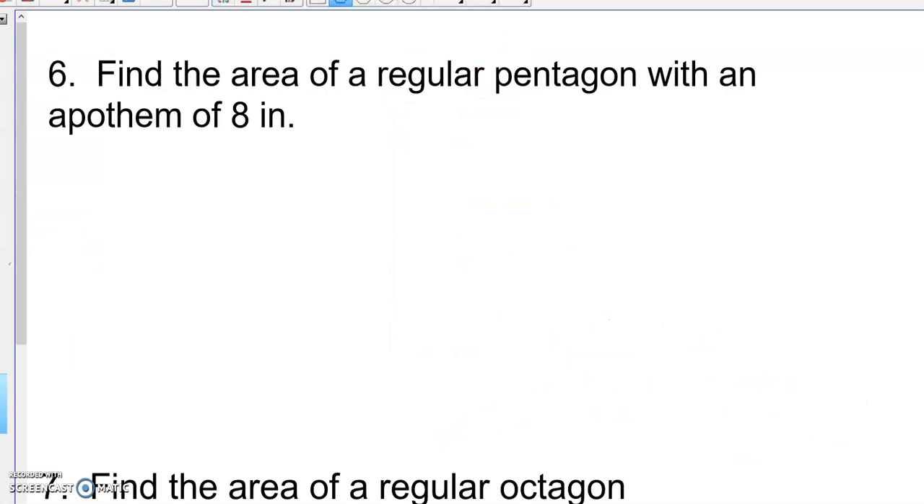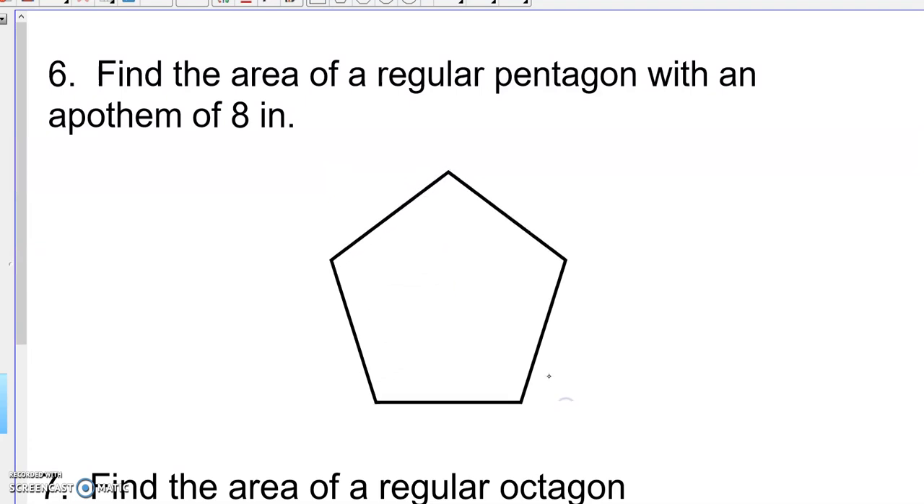Okay, this next one's similar. The only difference is they don't give me the picture. So I should draw a picture just to make sure I'm labeling everything right. They're asking me for the area. They tell me the apothem is 8 inches. So I already know A. All I need to find is the perimeter.